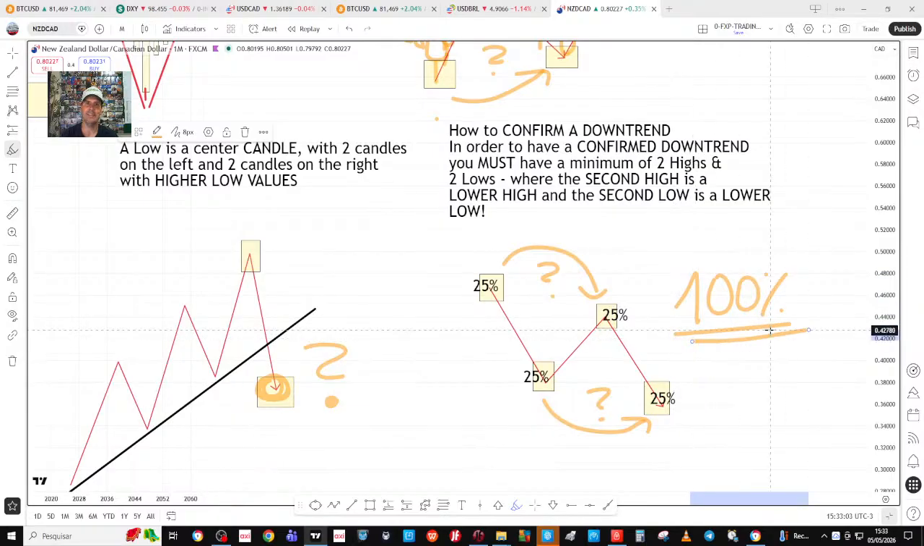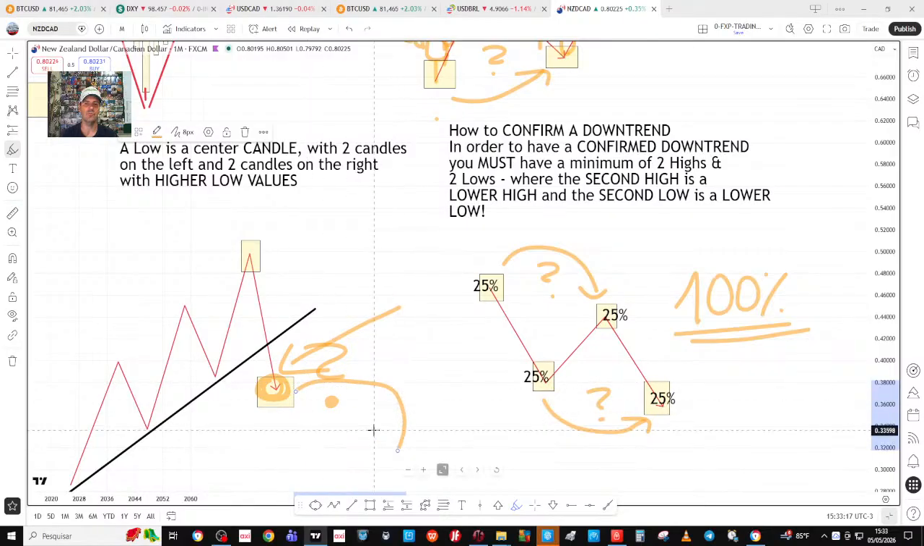Okay, everybody, this is the logic behind 1 + 1 is 2. Didi says wait for the second lower high. Okay, so if you enter here, everybody, what's the probability of the market to fall?